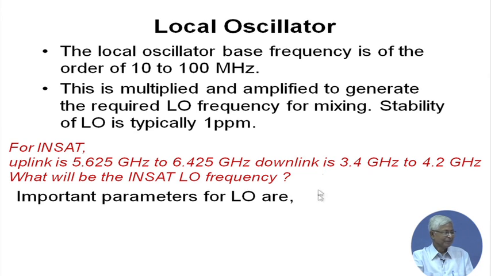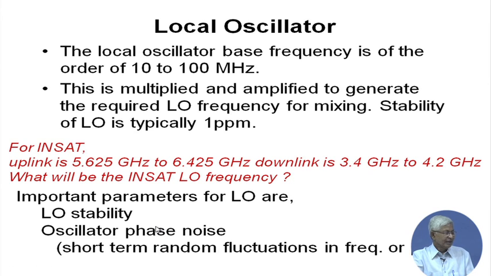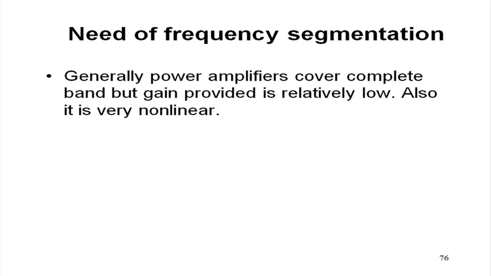It is very simple. Now important parameters for the local oscillator are the stability and the oscillator phase noise, which is nothing but a short term random fluctuation in frequency or phase. Now we have to see the total frequency band. In C band we said 500 megahertz, that needs to be segmented. There is a need for it.